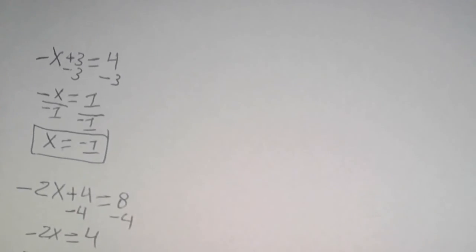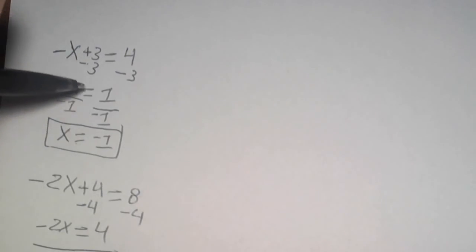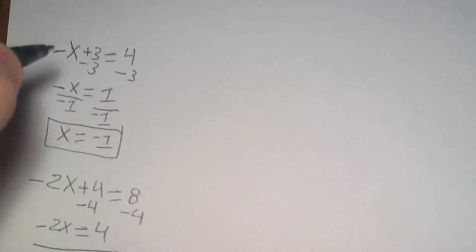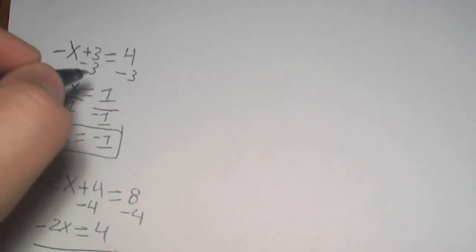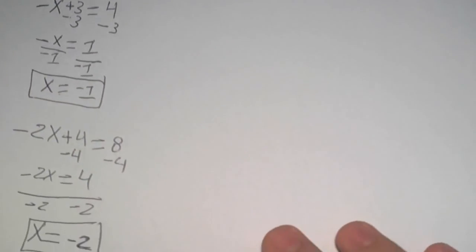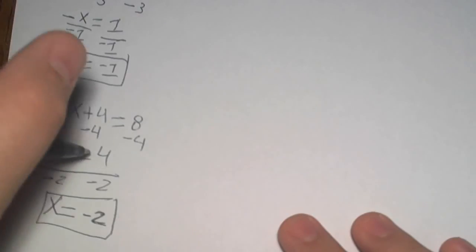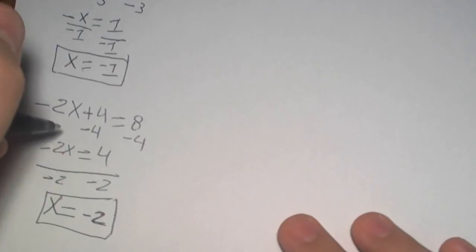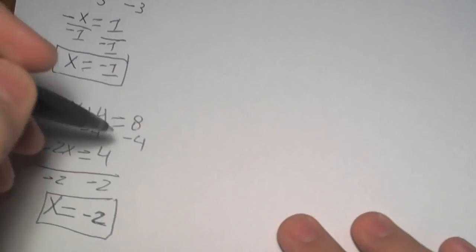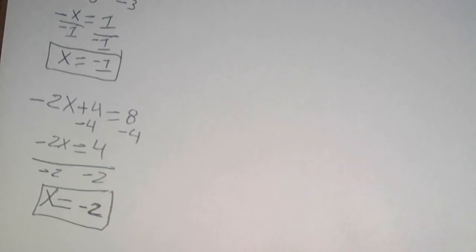So again, like up here, when it's negative x equals 1, just switch the signs. So give that negative to that number and give that positive to the x. And then that's what you have. And then down here, if you have a negative coefficient, so let's say negative 2x equals 4, just divide both sides by that negative coefficient. And that should be your answer.